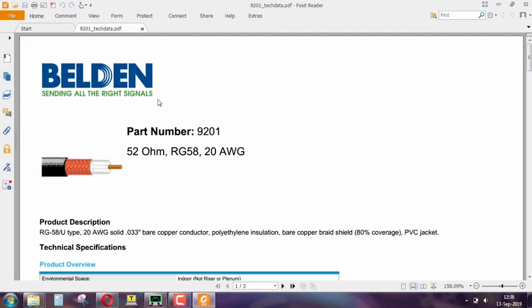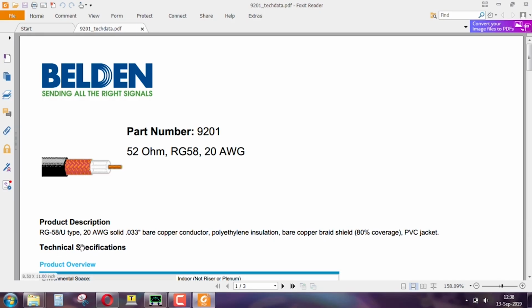So, this is another company which makes RG58 cables according to the standards. It is 52 ohms nominal characteristic impedance. It also tells you what is the gauge of the solid core that they are using, what is the diameter of the copper conductor in between, I mean in the center.